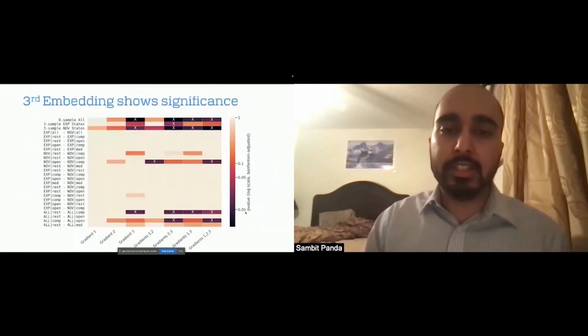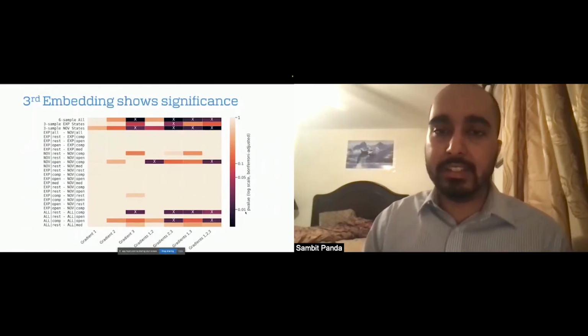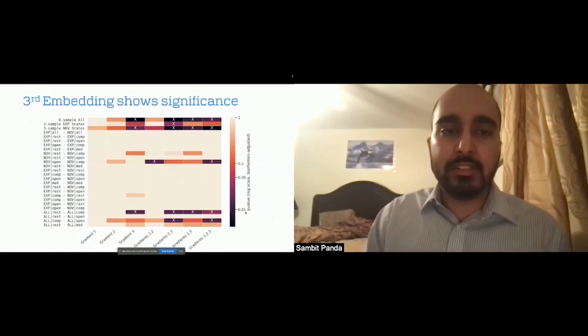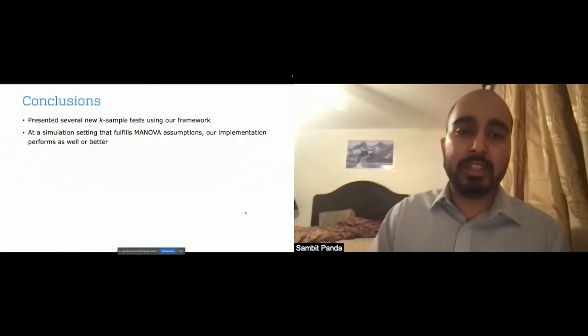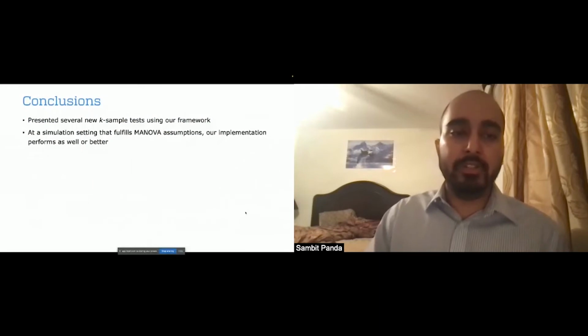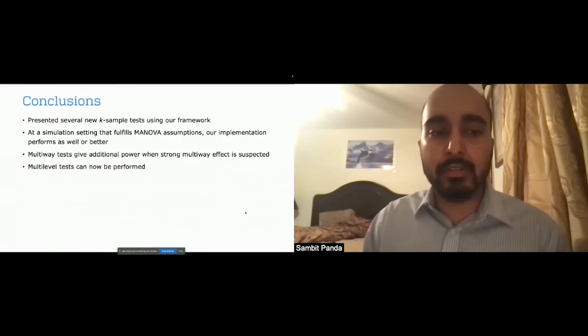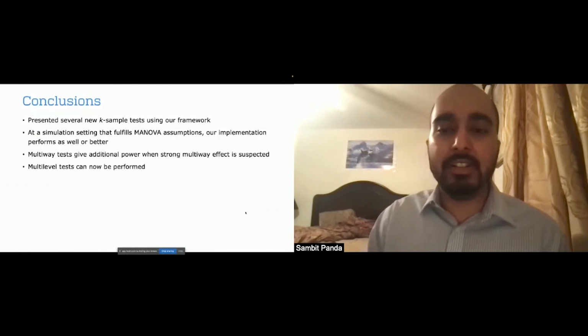Basically, using our multi-level and multi-way tests, we were able to find that the third embedding in this case shows a significant effect. In summary, there are several new tests, some that already existed, using our framework that perform as well or better than MANOVA. Our multi-way tests can help when a strong multi-way effect is suspected, and we show that we can also use multi-level tests.